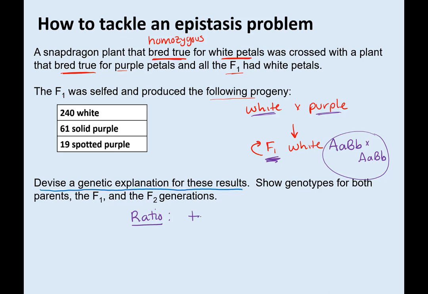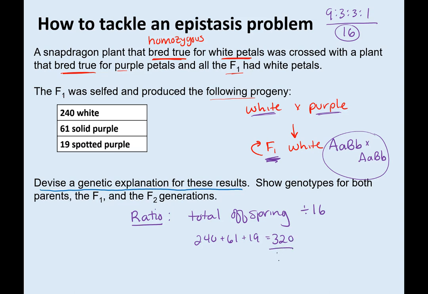So I'm going to take the total offspring, and I'm going to divide by 16, because remember that the 9 to 3 to 3 to 1 ratio is all about things being in groups of 1/16. So when I add 240 plus 61 plus 19, I get 320. I divide that by 16 and I get 20. So 20 flowers, or maybe plants, is representing my 1/16 component.